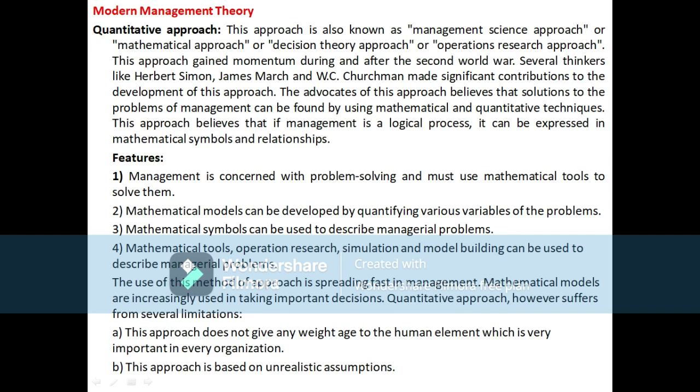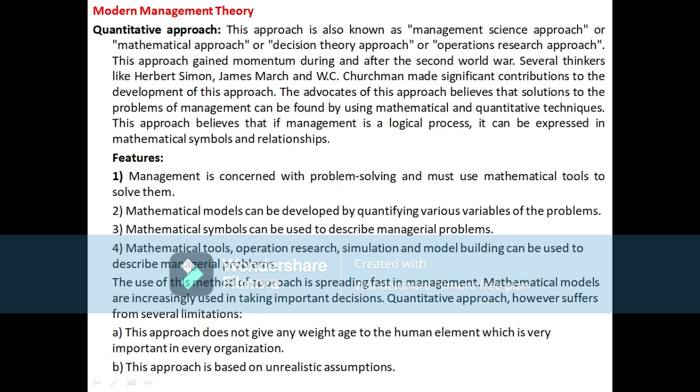Today's topic is modern management theory. In previous classes, we have learned about classical and neoclassical theories. The third aspect is modern management theory under evolution of management thought. Under modern management theory, we will study the quantitative approach, systems approach, and contingency approach. These three approaches will be studied under modern management theory.